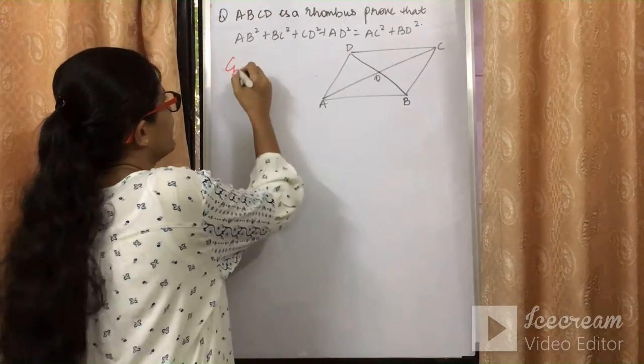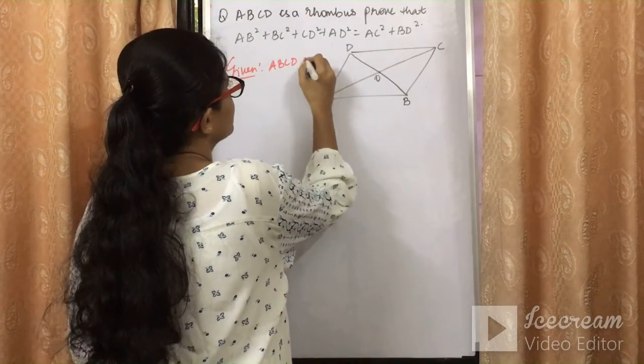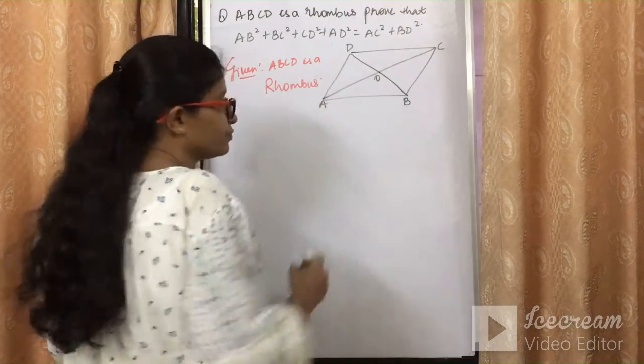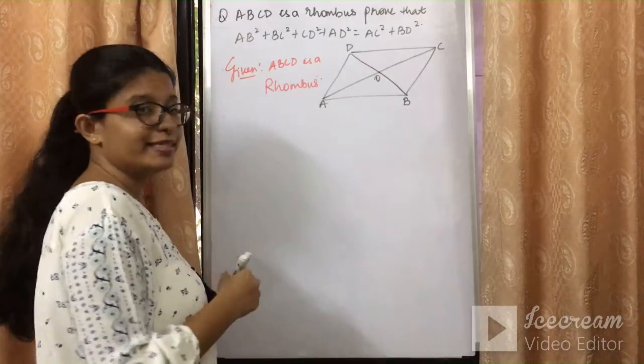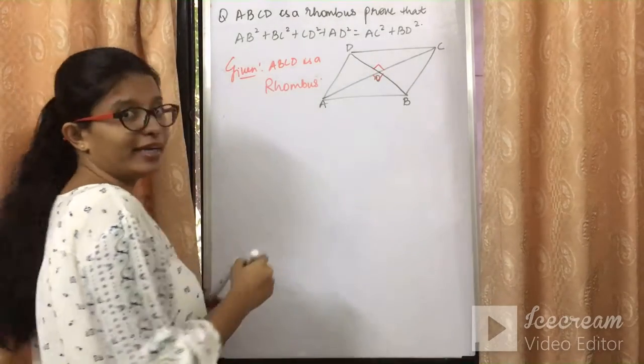Now it is being given that given क्या है हमको कि rhombus है. ABCD is a rhombus. It is given to us. So ABCD is a rhombus. अगर ये rhombus दिया हुआ है, if it is a rhombus, we know that the diagonals of the rhombus bisects each other at 90 degree. So this will make 90 degree. All the angles will make 90 degree.